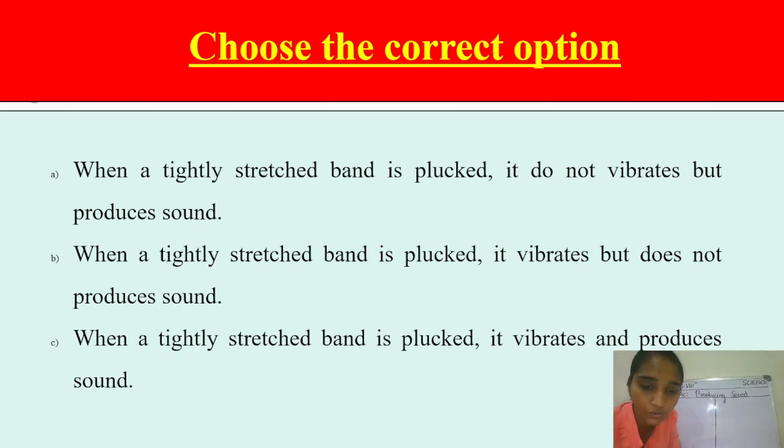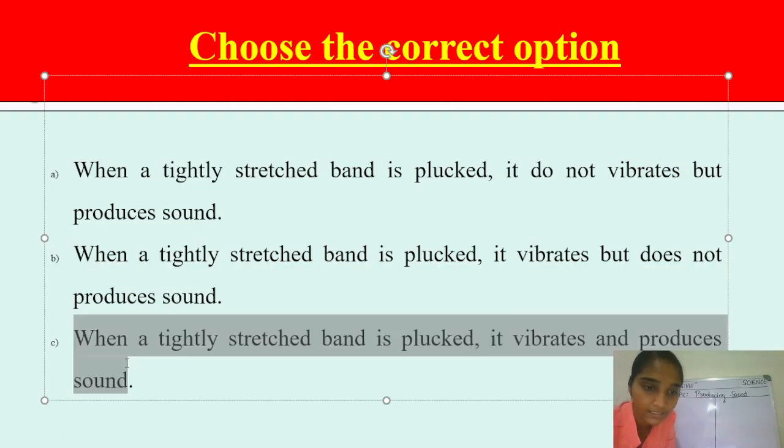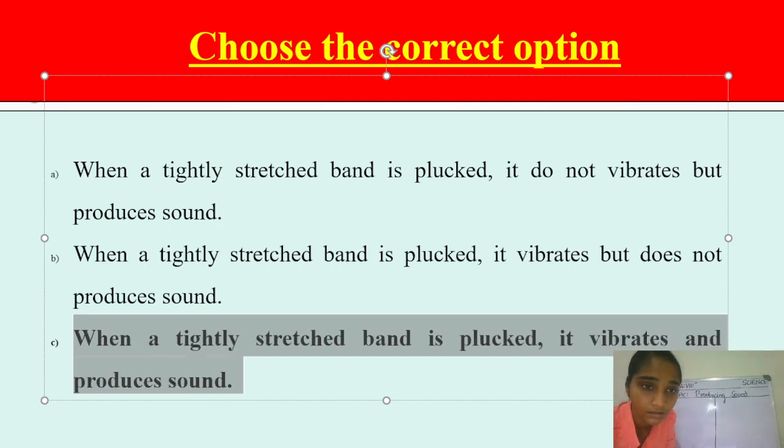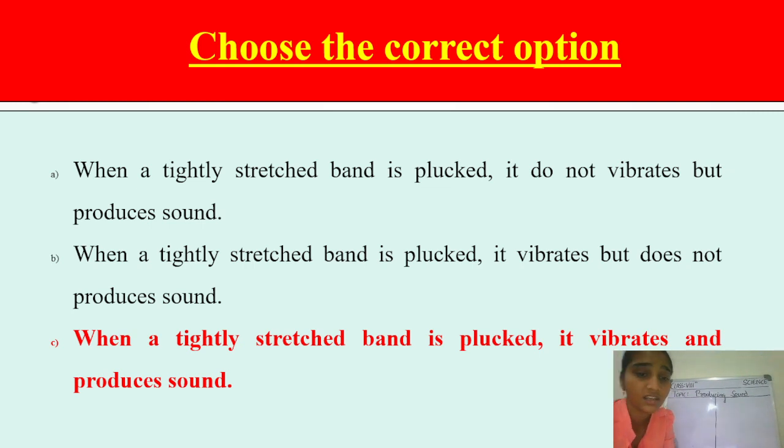Very good students. I hope you are giving the correct answers also. Yes, it is option C. We have seen that if a band is stretched, say we have a rubber band like this, when a tightly stretched band is plucked like this, it will vibrate and it will produce sound also. Here you can see. Can you see the vibrations? And hear the sound also. Yes, very good. So that is why the C answer is correct.